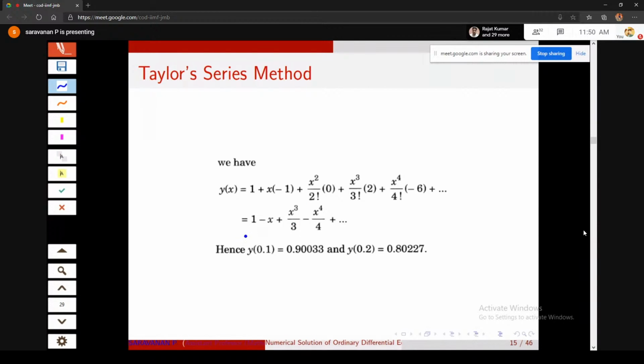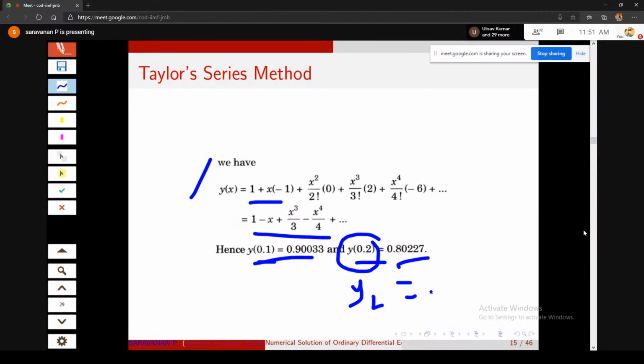Okay. In the book, actually what they have done is they have found y of x. Then they have substituted 0.1 and 0.2. Okay. This is also correct. But when you compute y at 0.2, that is if I compute y2, here we have used only x0, y0. But in place of x0, if I would have used x1 and y1, you would have got the answer more approximately.